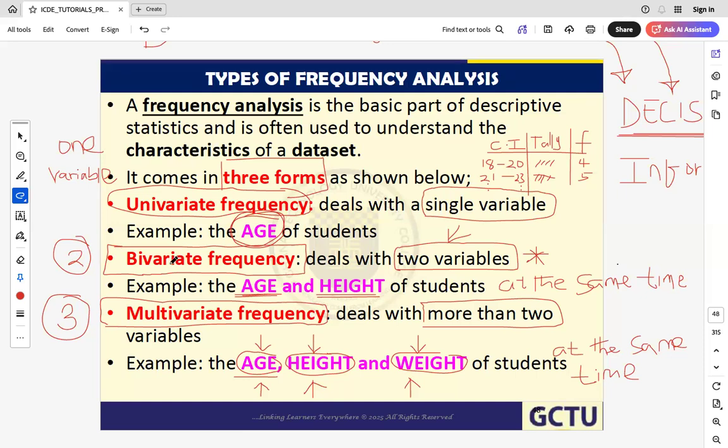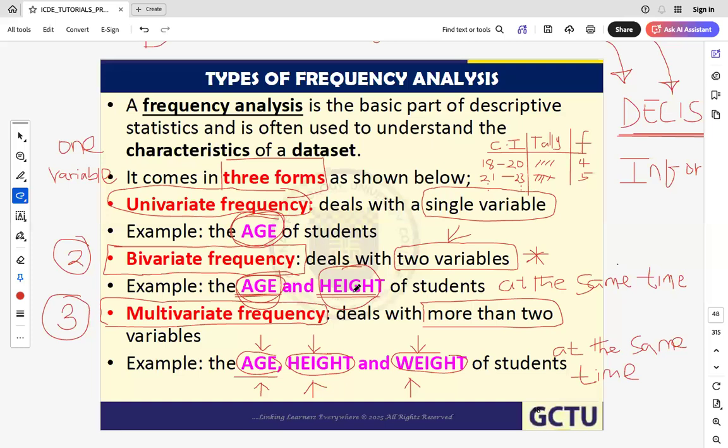But our focus today is how to tally two sets of data coming from two variables. Once we are able to do that, we say we have applied the technique of bivariate frequency, which is giving us information about two variables such as age and height at the same time. So we can find the relationship between the two variables.